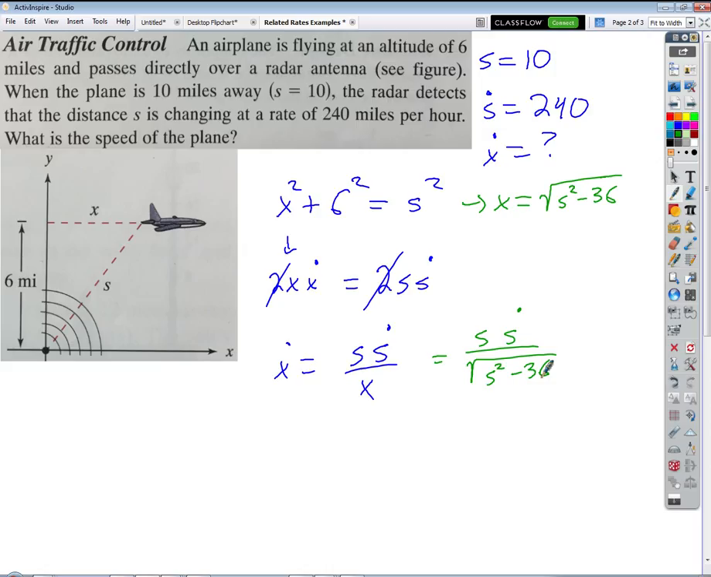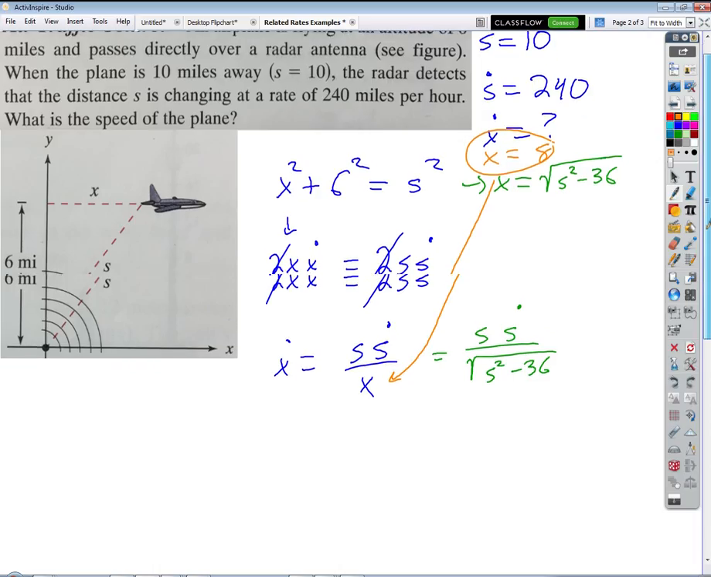Or, what's our other option? We could just add another snapshot value for x, right? We could say x equals, well, when s is 10, we're going to get 100 minus 36, which is 64, so we're going to get the square root of 64, which is 8. And then we could just plug that in right there. Yes, we could. Take your pick. It doesn't really matter. Let's do the first one.